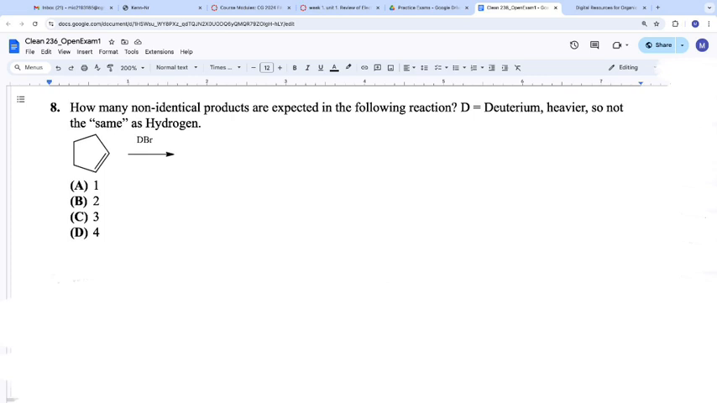Okay, so how many non-identical products are here? This is a challenging question. If you've read through the textbook, it goes through and explains this in nice, gory detail. So we'll sort of pass through some of it. What's the most reactive thing here? Pi bonds? It's reactive, but again, no.